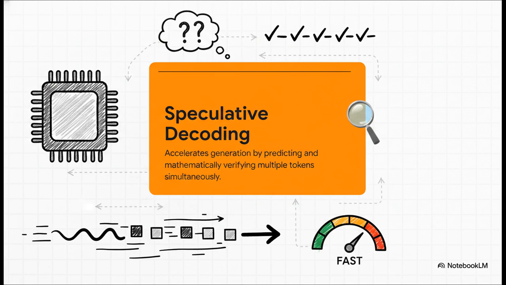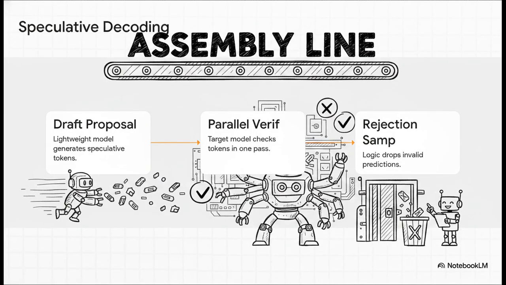Now, if you want to bypass that memory bottleneck even further, engineers deploy something called speculative decoding. This is brilliant because it shifts the workload from being memory-bound to compute-bound. Generating text one single token at a time is painfully inefficient, so this technique lets the system predict and mathematically verify multiple tokens all at the exact same time. Picture a high-speed parallel assembly line.